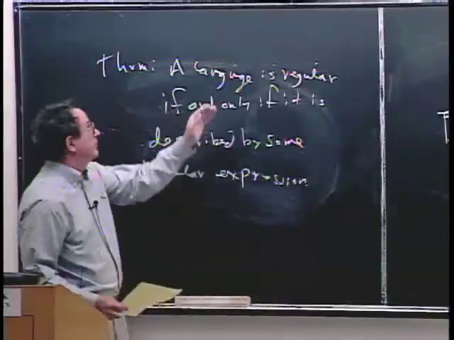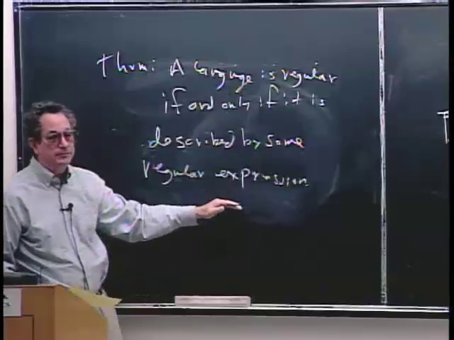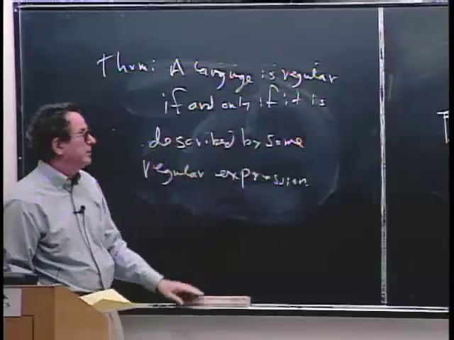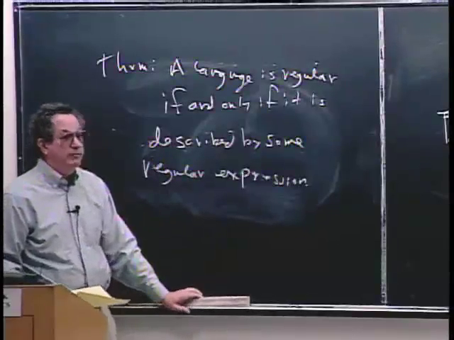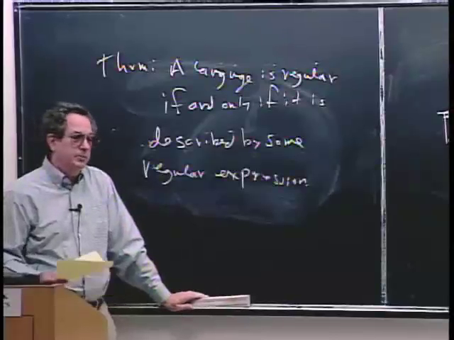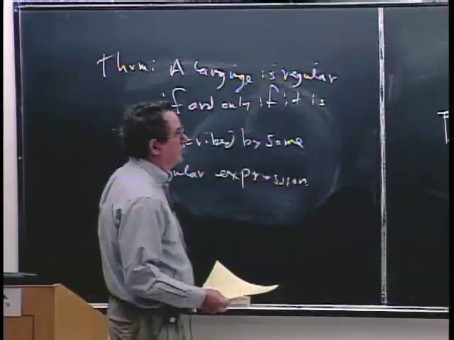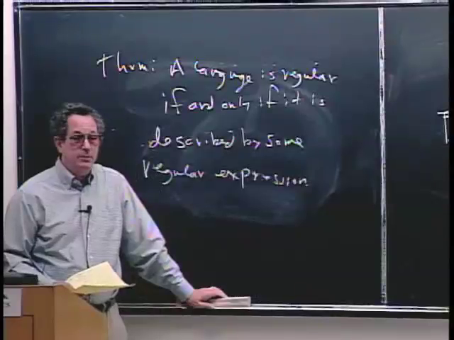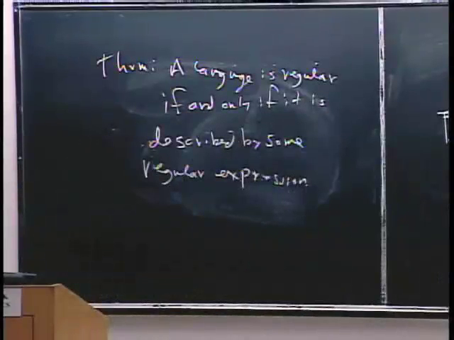That is, we're going to take a regular expression and show how to build an NFA from that regular expression. And then we're going to do the converse, where we take a DFA. Actually, it's the way the proof starts out. You take a DFA and you build a regular expression that describes exactly the same language. Okay, so two different directions.